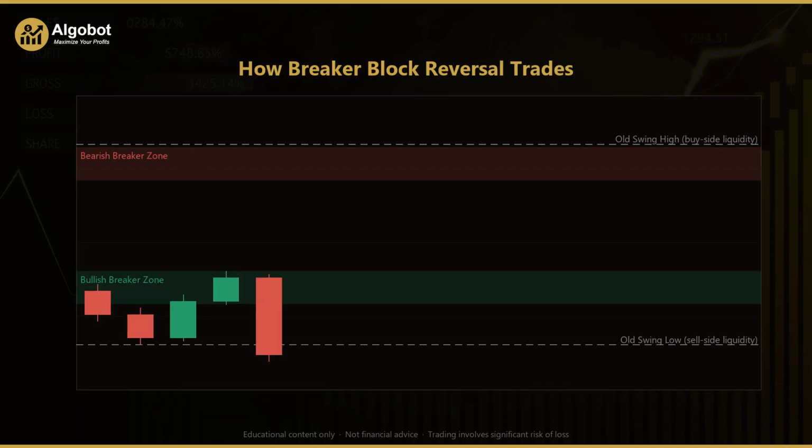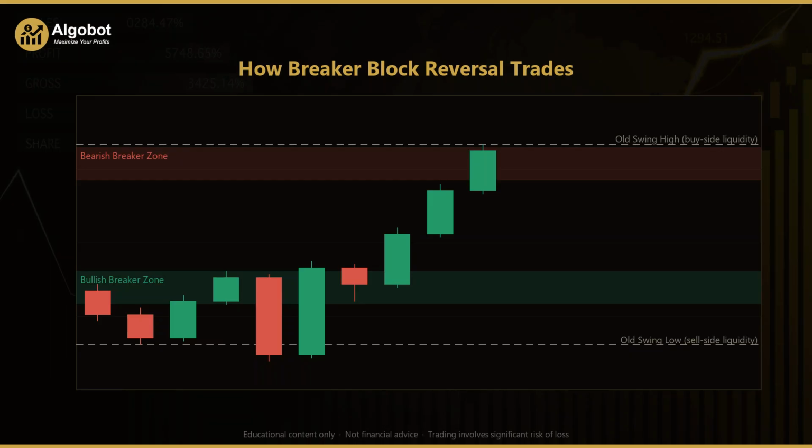Let's watch this play out on the chart. Notice there is no oscillator panel here because the strategy reads structure, not an indicator. On the left, price drifts down and prints an old swing low, the gray dashed line, where sell-side liquidity is resting. Just before that, an up candle leaves behind the green band, our bullish breaker zone.